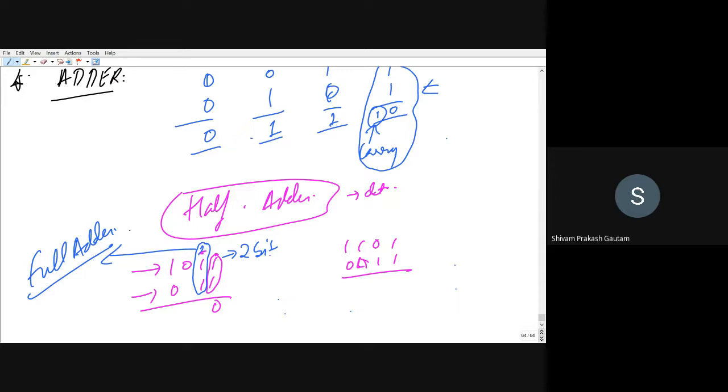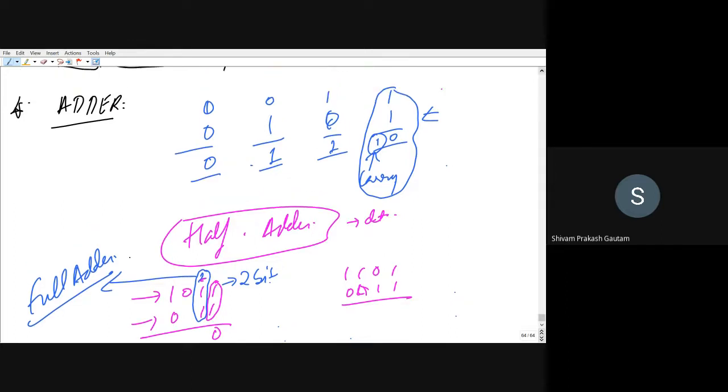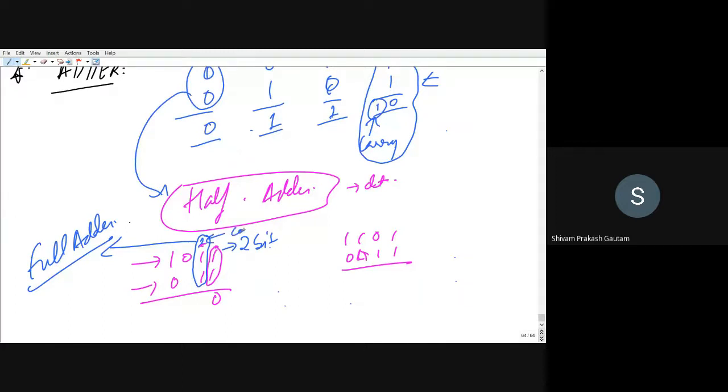So what is the takeaway point from here? If you are having 2 single bits, then you can use half adder. But if you are having 3 bits, why do you require 3 bits addition? Here 1 will be acting as a carry, and these are the 2 bits which you want to add, right? So in multiple bit, if you want to perform the addition, you will be requiring a full adder. If only single bit addition is required, then it can be possible through half adder only. Okay. So this is the difference between half adder and full adder.